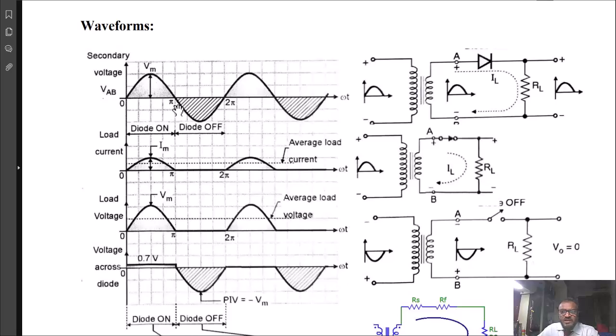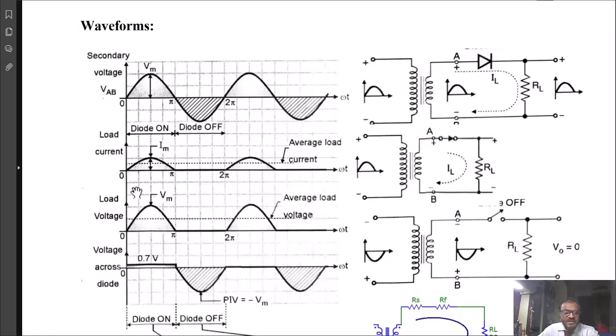our diode D goes in forward bias and therefore starts conducting, and it connects the voltage VAB across the load. Therefore, in the load voltage waveform, you will see the same cycle repeated from 0 to pi across the load. The peak value shown is Vm, which is the same as the peak value of the secondary voltage, ideally.